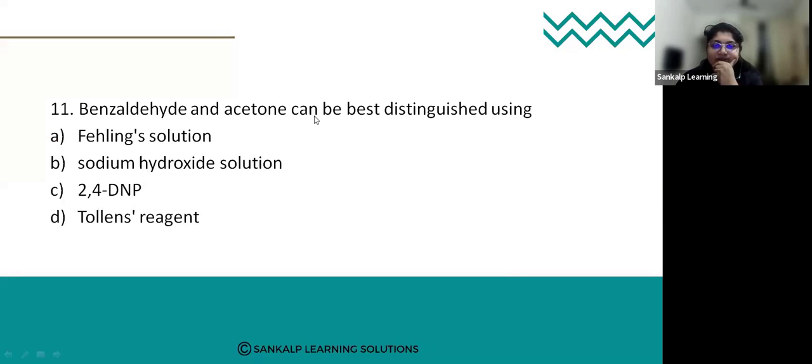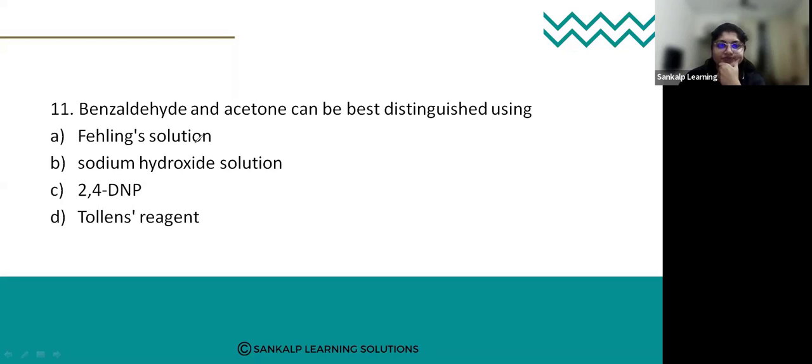Benzaldehyde and acetone can be best distinguished using: A. Fehling solution, B. Sodium hydroxide solution, C. 2,4-DNP, and D. Tollens reagent. How can benzaldehyde and acetone be distinguished?